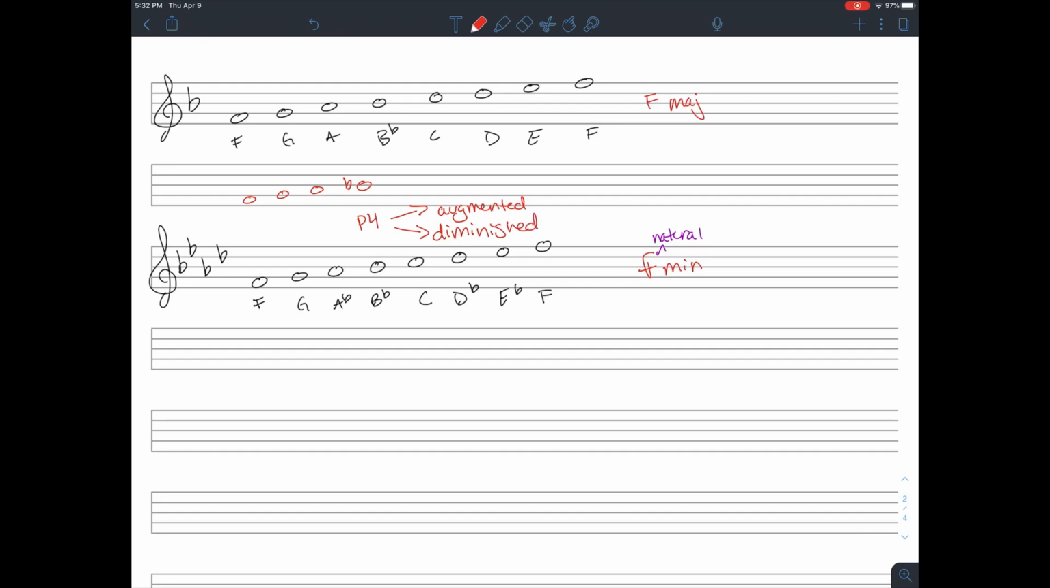To augment something means to make it bigger, to diminish something means to make it smaller. So we need to make the interval space between F and B bigger. So instead of making it a B flat, we have to raise it by a half step and make it B natural. Which sounds like that.